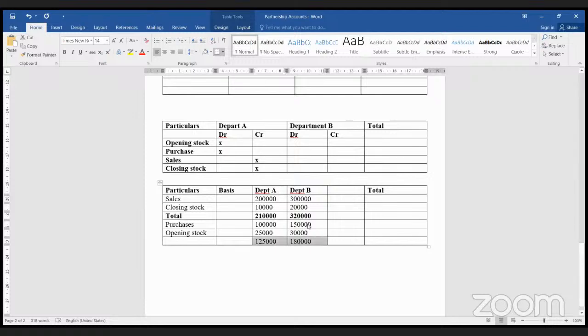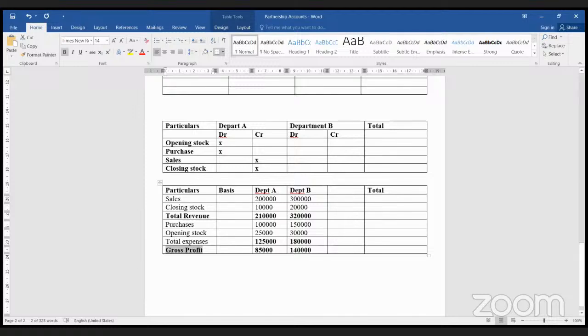Now this is total revenue, and this is total expense you should think. What is the difference between these two? This is gross profit. Credit minus debit. 2 lakh 10,000 minus 1 lakh 25,000 is 85,000. And this is 3 lakh 20 minus 1 lakh 80, which is 1 lakh 40. Got it?